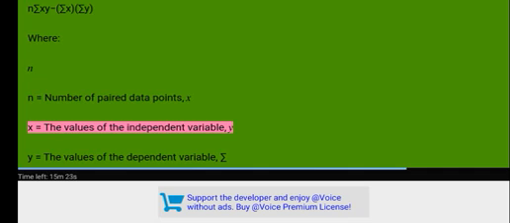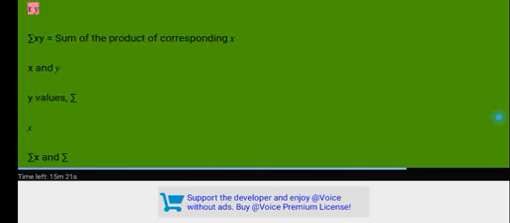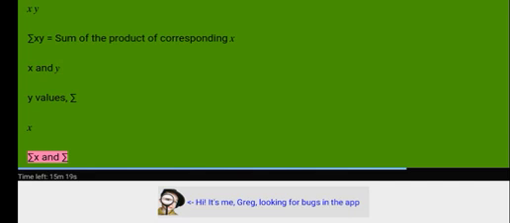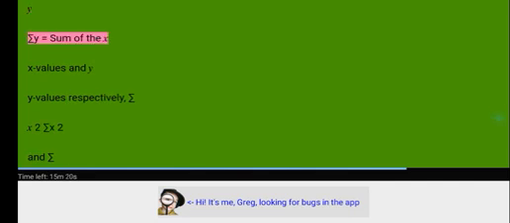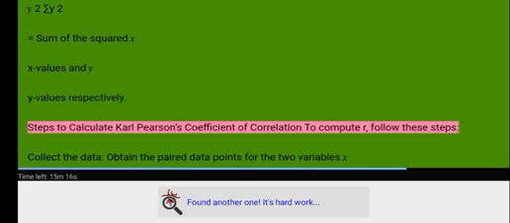y equals the values of the dependent variable, Σxy equals the sum of the product of corresponding x and y values, Σx and Σy equal the sum of the x values and y values respectively, Σx² and Σy² equal the sum of the squared x values and y values respectively. Steps to calculate Karl Pearson's coefficient of correlation.